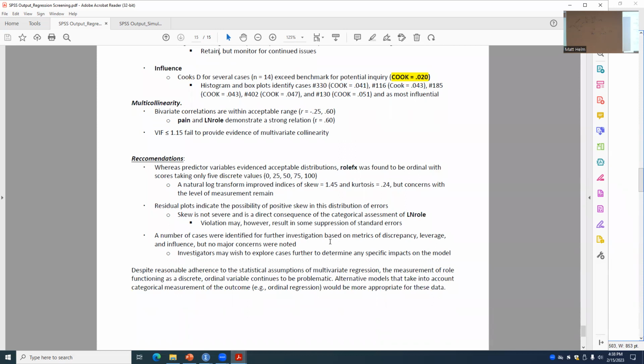So we're saying despite reasonable adherence to statistical assumptions, measurement of role functioning as a discrete ordinal variable continues to be problematic. Basically, what we're recommending is probably need to go through and use a different model that's developed to account for our actual outcome that we're using. Right. So again, that was a whole lot of stuff to say. You can think about it like, if we actually had a well-performing and good outcome variable, a lot of this stuff goes away, right? So we don't have to worry about it.